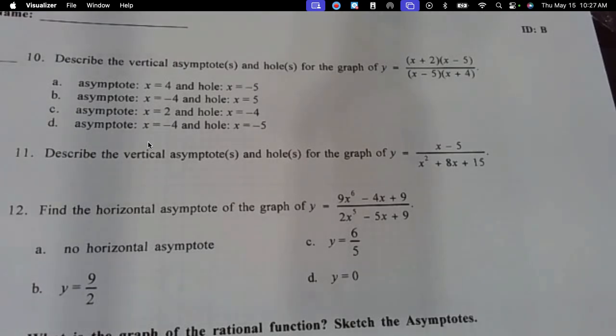Oh, I can just use my phone. If the degree of the denominator is bigger, the horizontal asymptote is y equals 0. If the degree in the numerator is bigger, there is none. If the degrees are equal, then it's your coefficients.